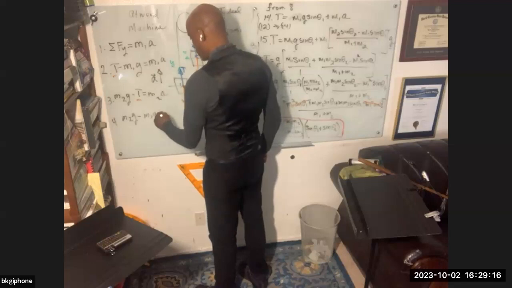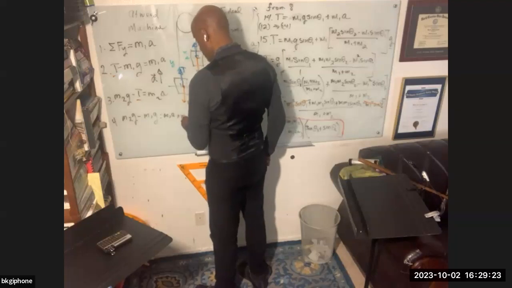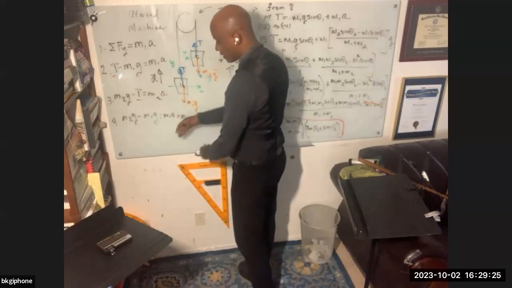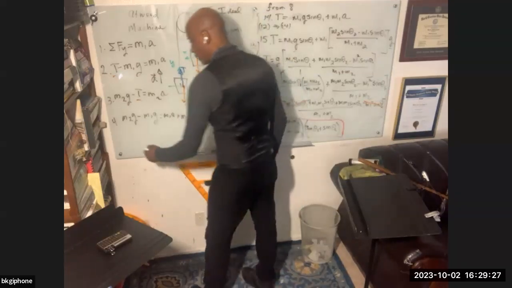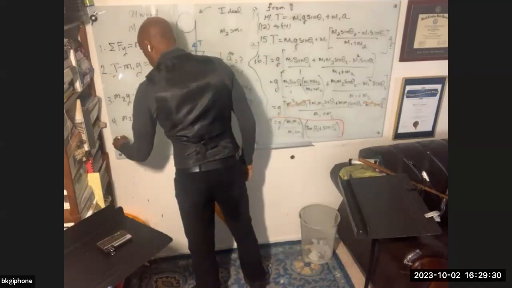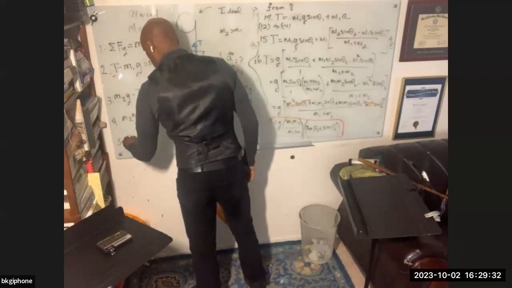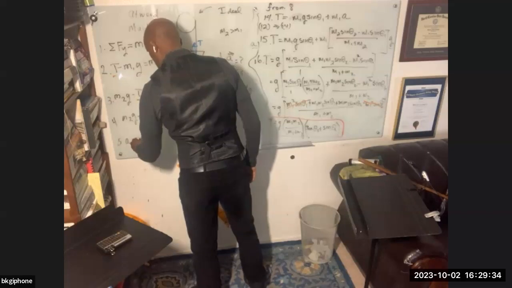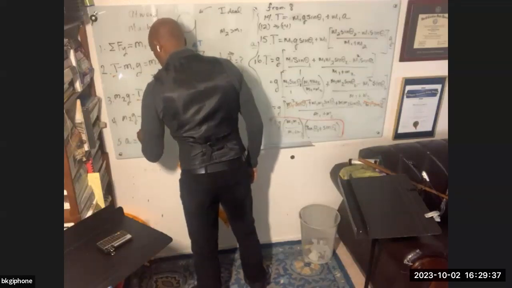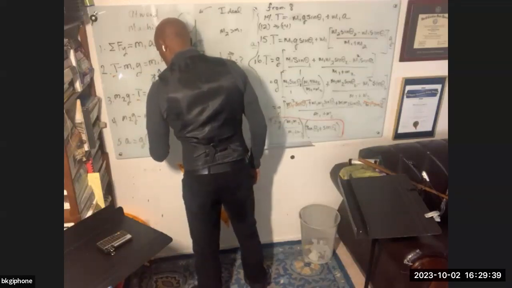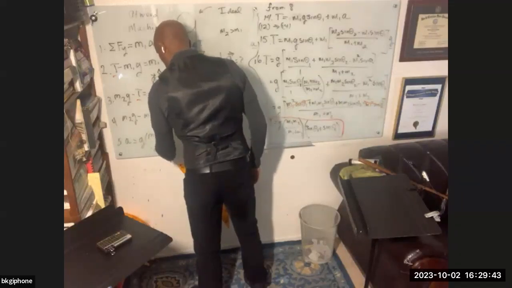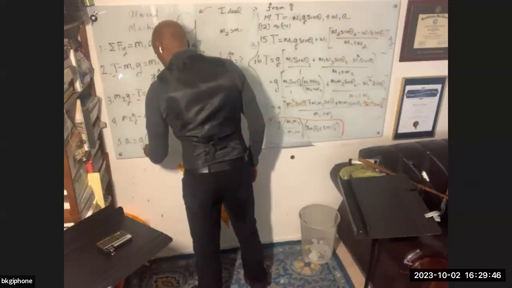You just have to write out M1A. Sorry, my left-hand writing is not so good today. M2A. So again, I factor out an A and G on each side, whatever we've been doing. And we get that A is equal to G times the quantity M2 minus M1 over M1 plus M2.